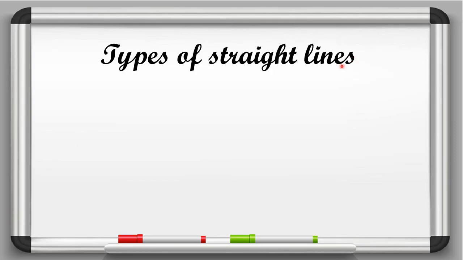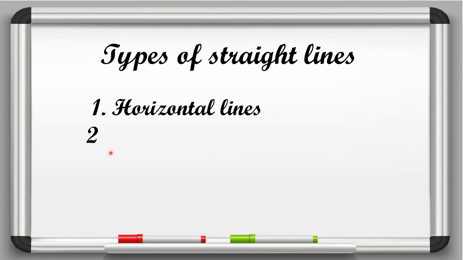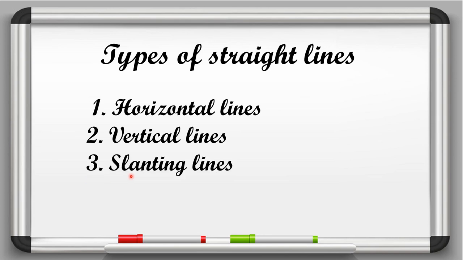So beta, I told you in my last lecture, what are straight lines? बिल्कुल सीधी lines beta. So here we will learn about the types of straight lines. So these are number 1 horizontal lines, number 2 vertical lines, number 3 slanting lines. So today we will learn about all these lines. Okay, so let's start.